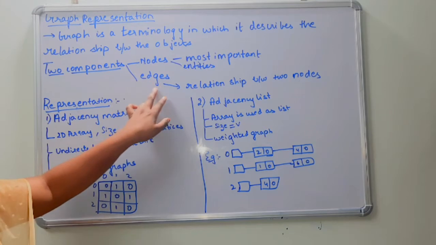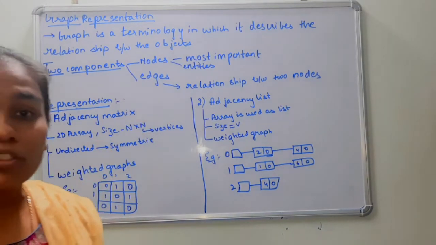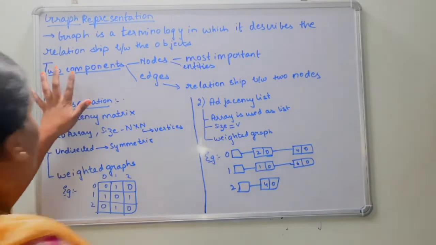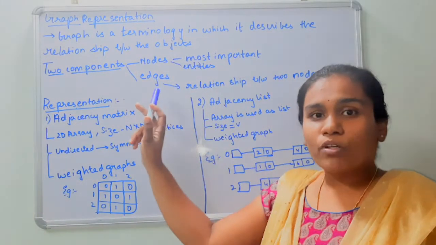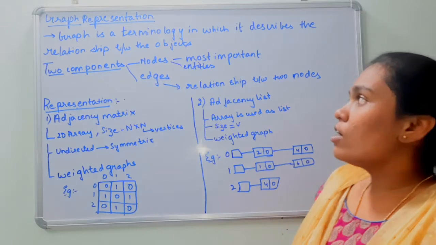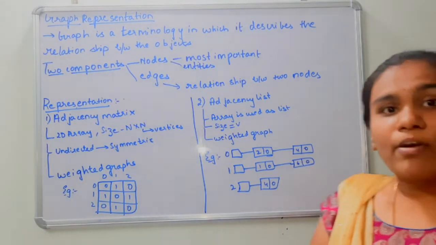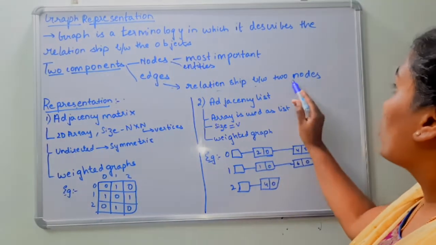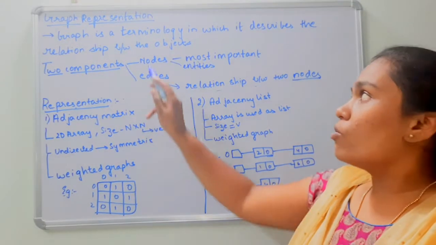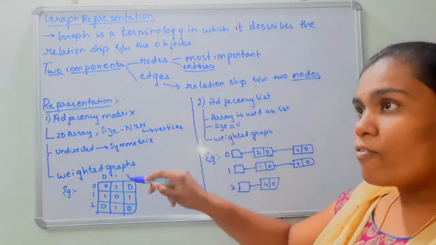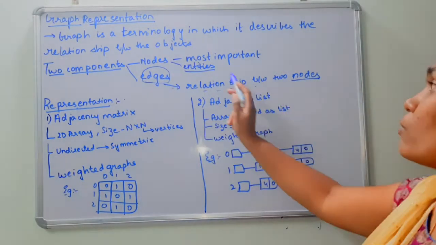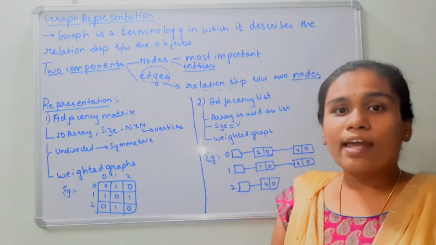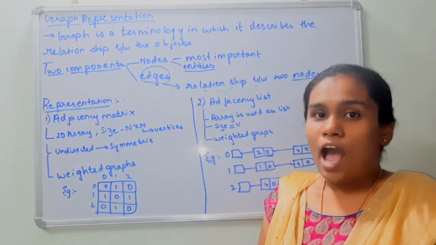So next one is edges. Edges is also one of the most important components of the graph. Edges is used to describe the relationship between the two nodes. Nodes are known as entities in the graph, and the edges are used to describe the relationship between those entities, how one node is related with the other node.